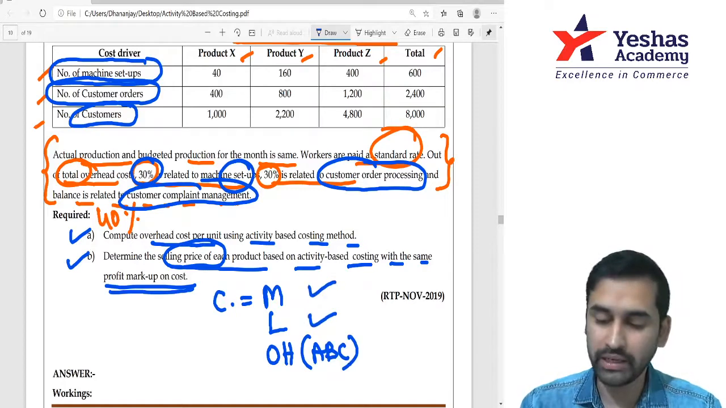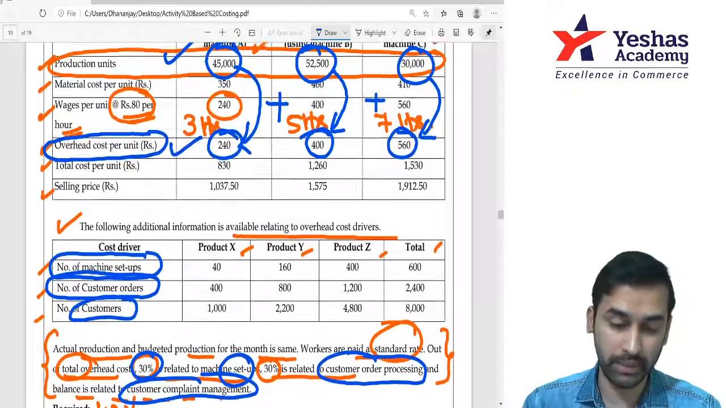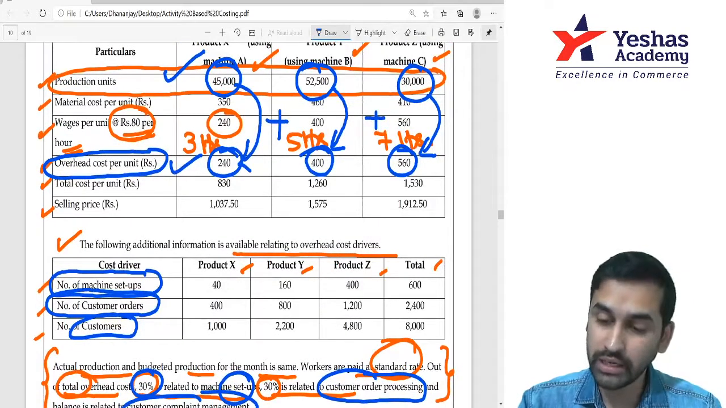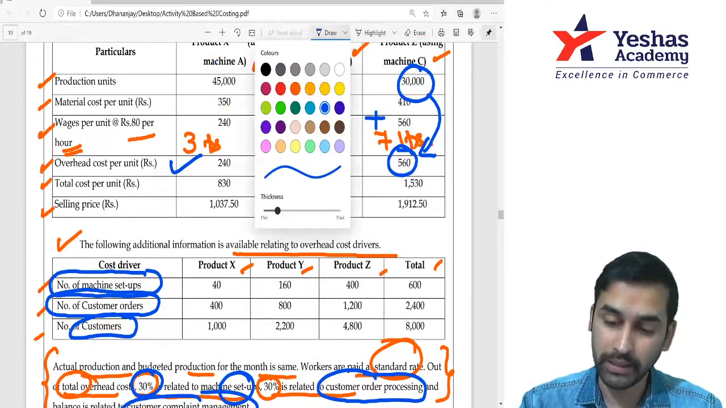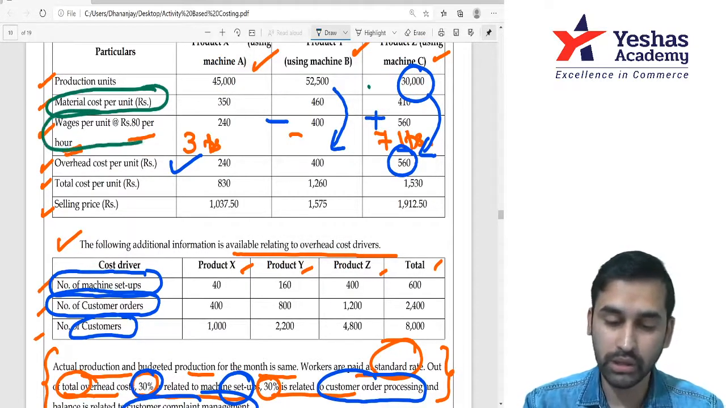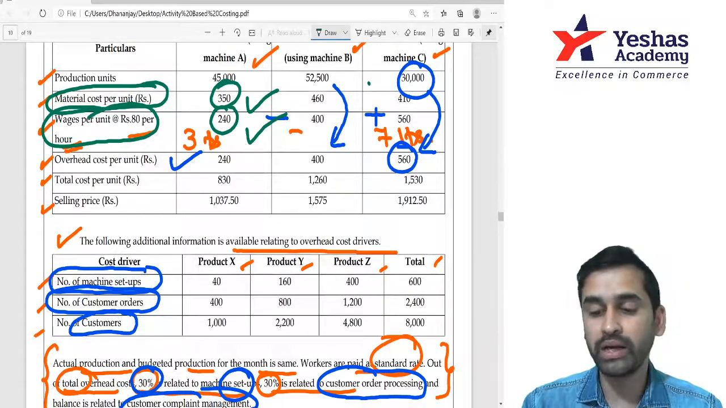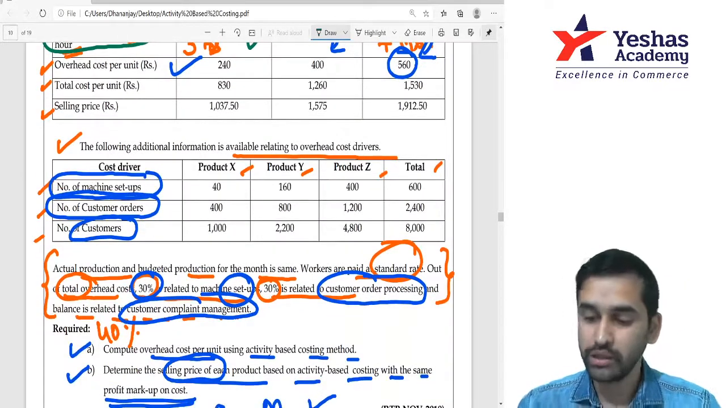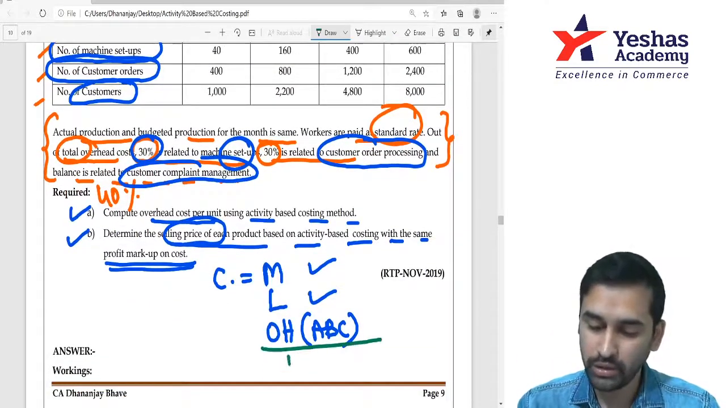What about material and labor? Sir, that is given. Where is it given? Sir, in the first table. Material cost and labor cost, sir. Okay, where is it? In green, I am circling. Observe here, material cost is given, labor cost per unit is also given. So material given, labor given, overhead you will find out using ABC. So material plus labor plus overhead, you will get total cost per unit.